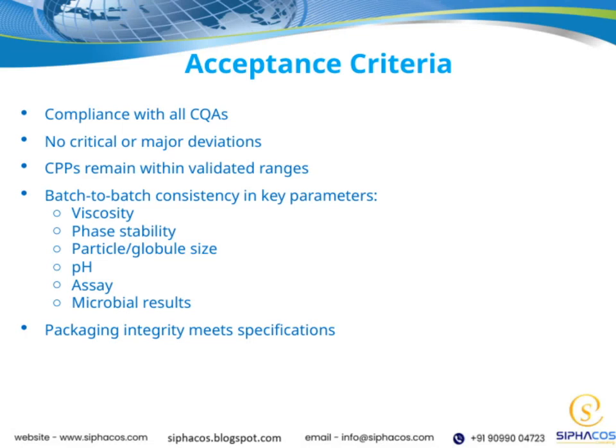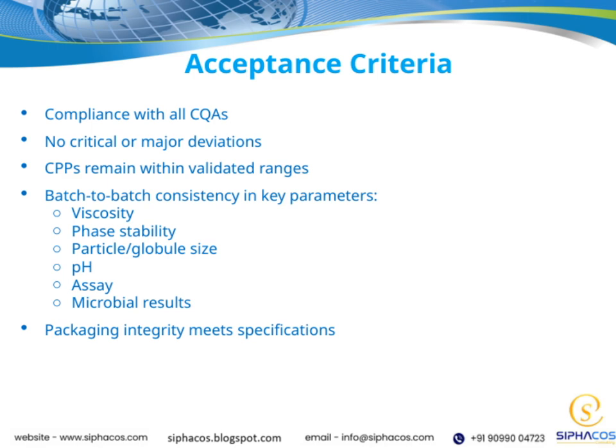Let's talk about compliance with all critical quality attributes, or CQAs. It's essential that we meet these to ensure product quality and safety. I'm pleased to report that there have been no critical or major deviations, which indicates our processes are well controlled. Our critical process parameters, or CPPs, remain within validated ranges, confirming that our manufacturing process is consistent and predictable.